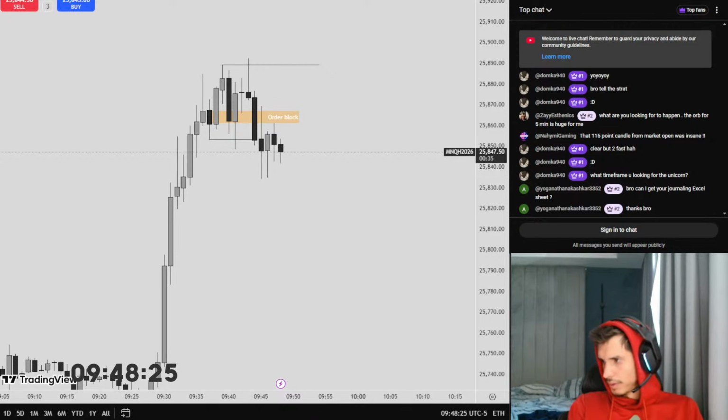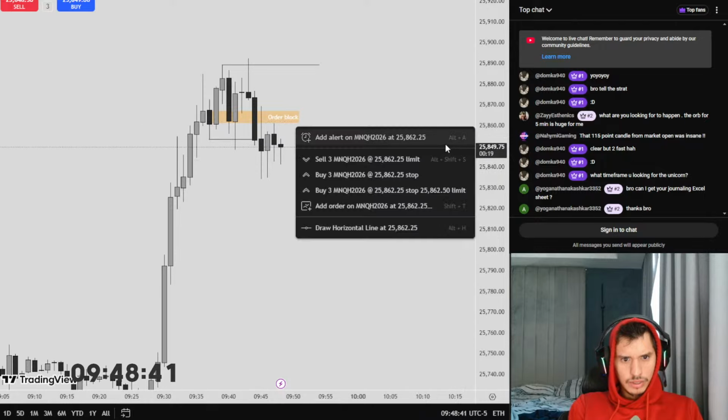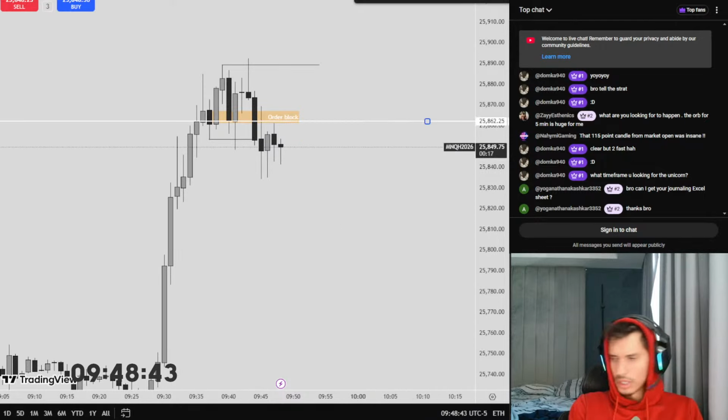Which is 6-2. Here is our entry. Let me see what ES is doing. There's no shift yet on ES. That's the only thing holding me back from taking the trade. I'm not gonna take this, by the way. I'm just gonna chart it. There's still no market structure shift on ES, so I would not take this.